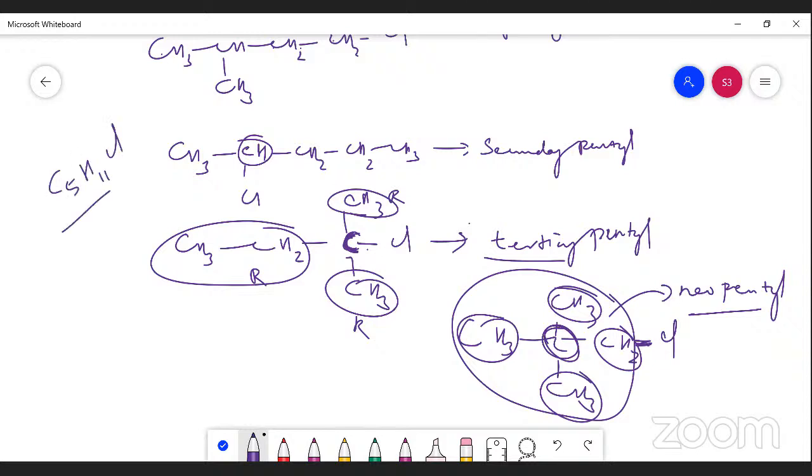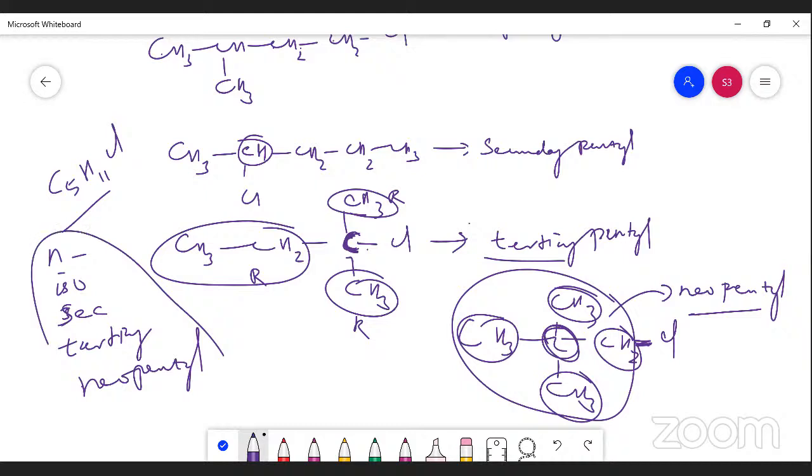So these are all the structures possible for C5H11Cl. First structure I have given: N-pentyl. Second structure: isopentyl. Third structure: secondary pentyl. Fourth structure: tertiary pentyl. Fifth structure: neopentyl. These are all the possible structures for this. Likewise, you have to approach the questions, and you have to see the concept given above and study about this. What are the fundamentals, the learning points given above? You have to gain more knowledge and practice all the concepts.